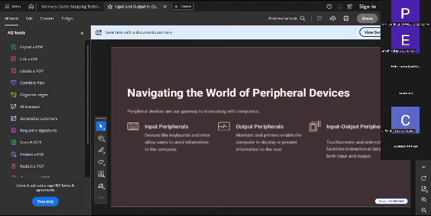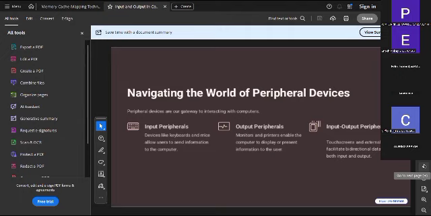So I'll be taking navigating the world of peripheral devices. Peripheral devices are our gateway to interacting with computers. Without them, computers would be isolated machines with no way to receive inputs or deliver outputs. So we have the input peripherals, output peripherals, and the input-output peripherals. Input peripherals send data to the computer. Examples are the keyboard, the mouse, the microphone, and the scanner.